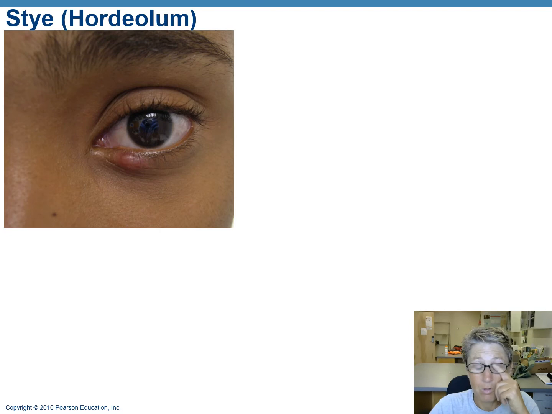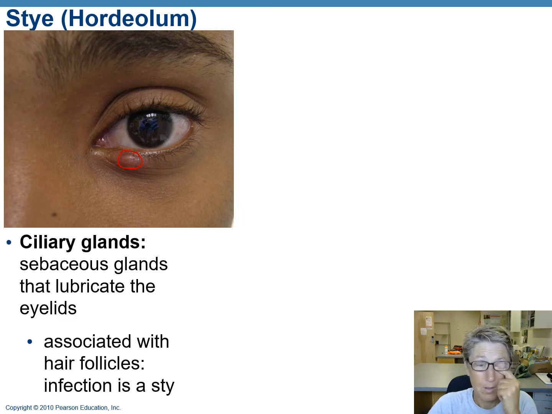We talked about how conjunctivitis is an infection. Have you heard of a stye? So here's a photograph of someone with a stye, or it's also called a hordeolum. It sounds like Latin to me. But it's an infection of the sebaceous glands that lubricate the eye, and it's also associated with hair follicles.